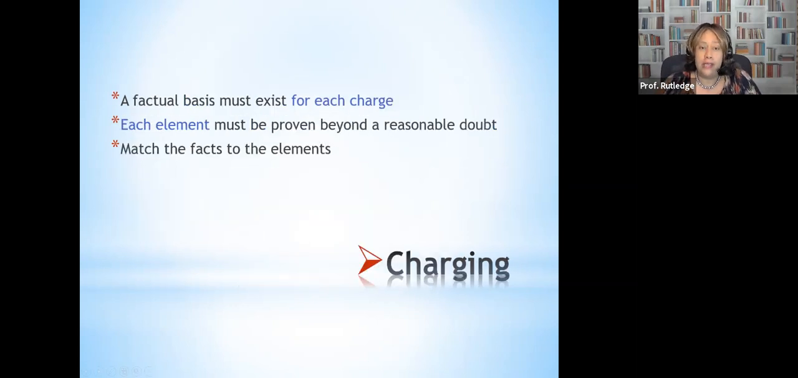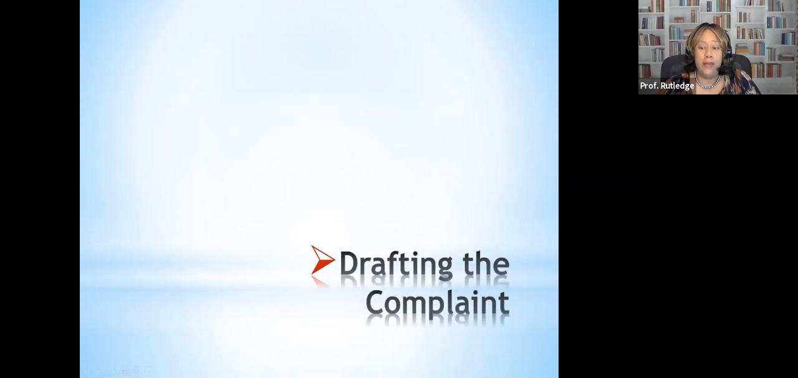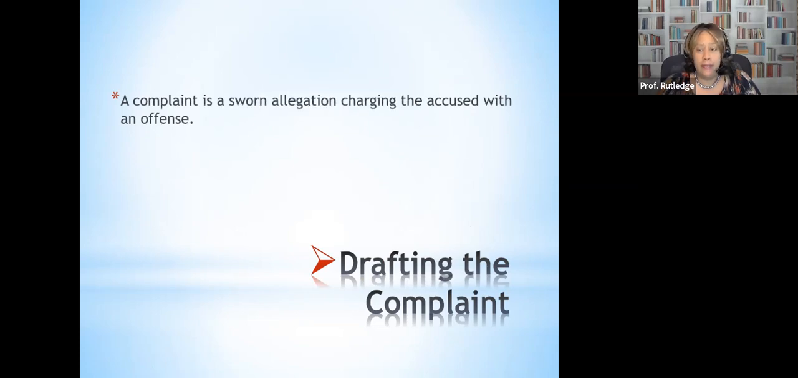A factual basis needs to exist for each and every charge. Every element that you have in that charging instrument needs to be proven beyond a reasonable doubt. Your job as a prosecutor is to match the facts to the elements. So, in terms of drafting the complaint, a complaint is that sworn statement that alleges that someone did something. That complaint is usually sworn by the peace officer. The police officer will do the complaint.